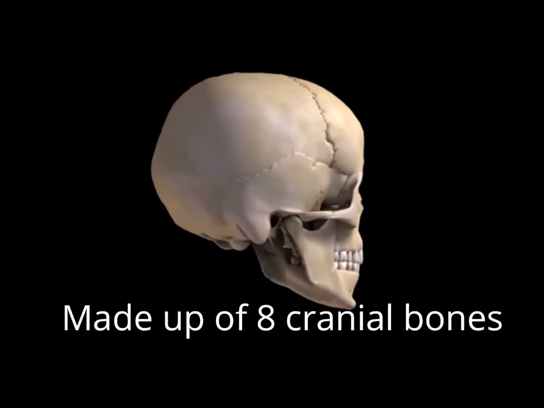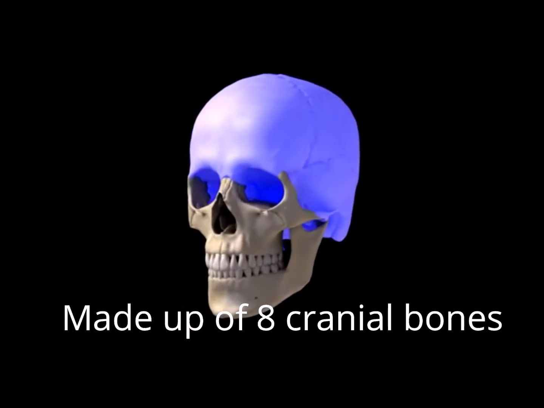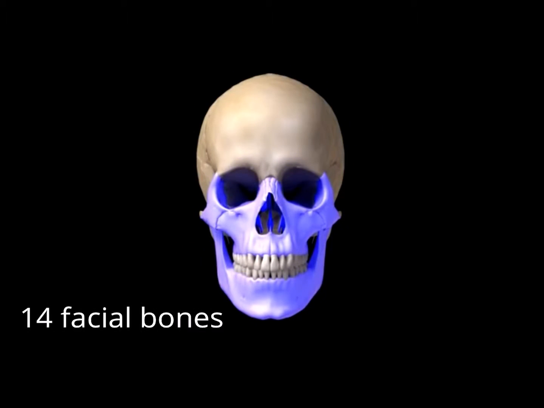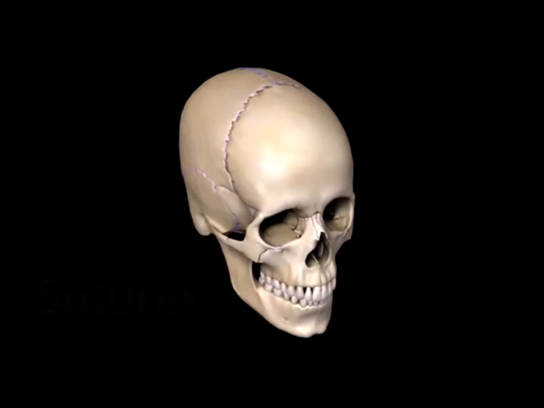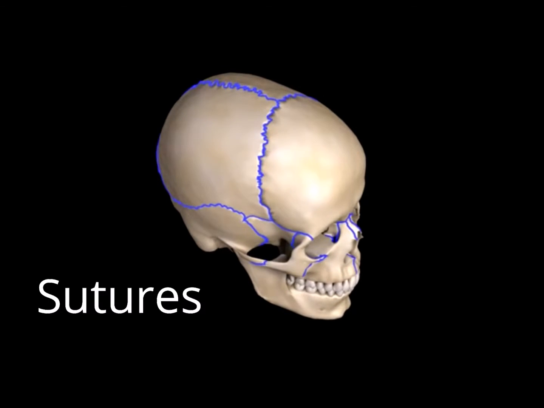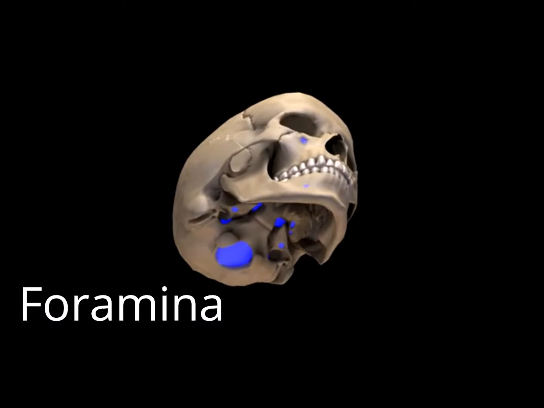The human skull is made up of 8 cranial bones that surround and protect the brain, and 14 facial bones that form the underlying structure of the face and support for the teeth. With the exception of the mandible, the bones of the skull articulate with each other through joints known as sutures. Throughout the skull, holes known as foramina serve as passageways for blood vessels and nerves.